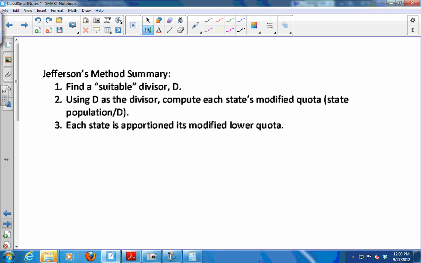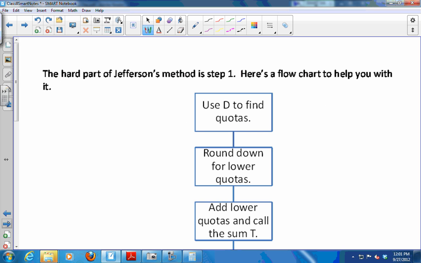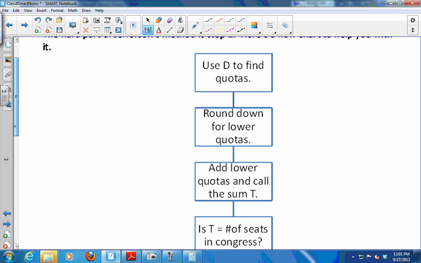So the summary of Jefferson's method is: find a suitable divisor D. That was 49,500 in our example. Using D as a divisor, compute each state's modified quota, that is, population divided by D, and then give each state its lower quota. Round those numbers down, and that's how many seats they get. The hard part of this method is step 1, finding a D. So you have a little flow chart that will help you find it.